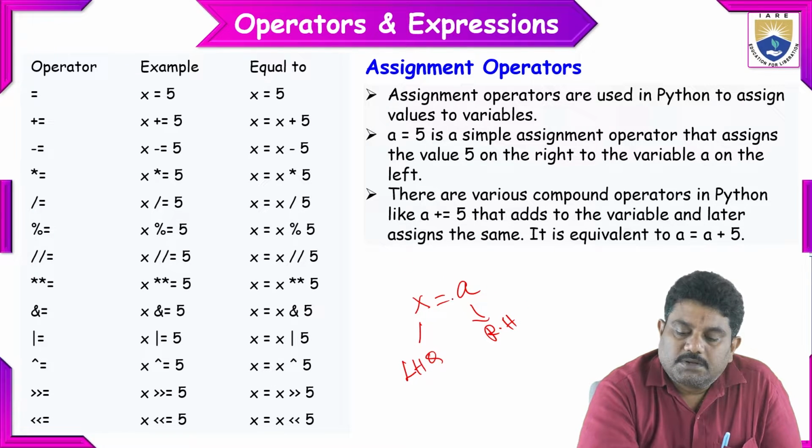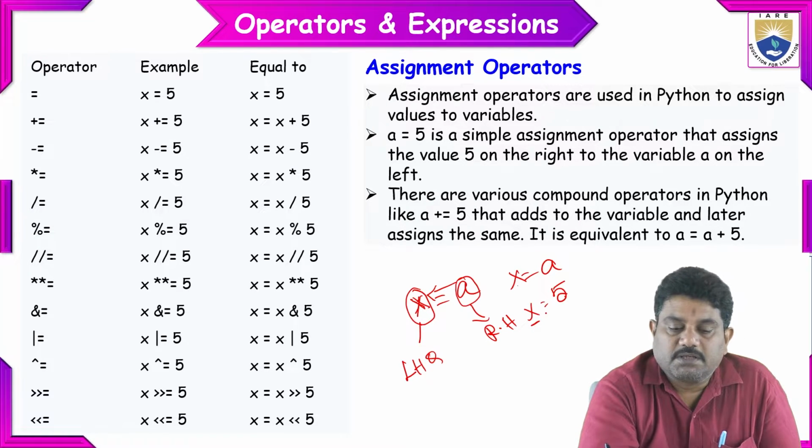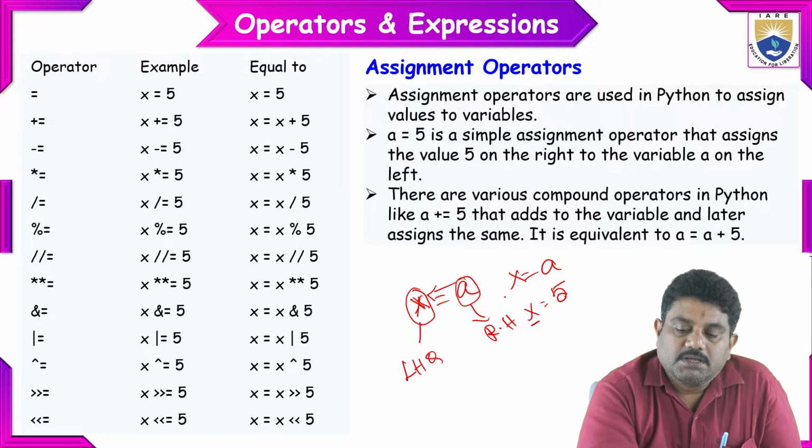It means whatever right hand side variable or value is there is assigned to the left hand side variable. So x equal to a means we are assigning the value of a to x. For example, x equal to 5: now we assigned the value 5 to variable x. That is the meaning of assignment. Assignment is nothing but assigning the right side value to the variable.